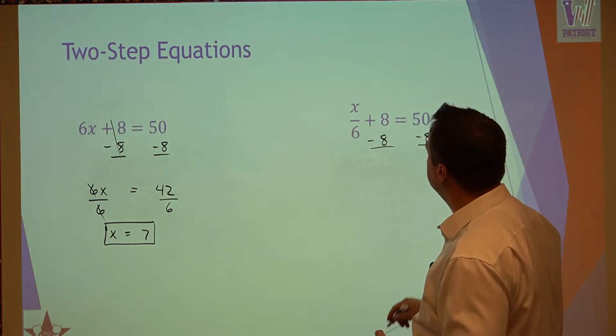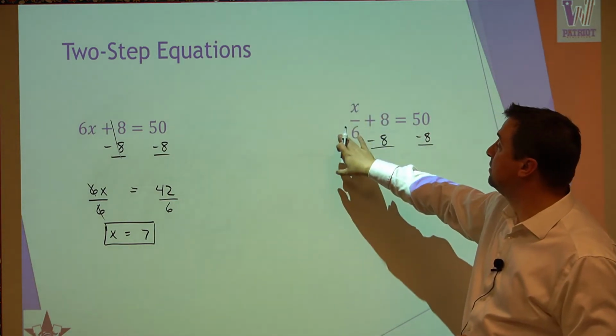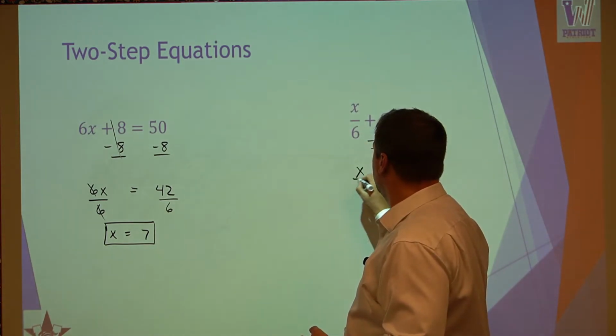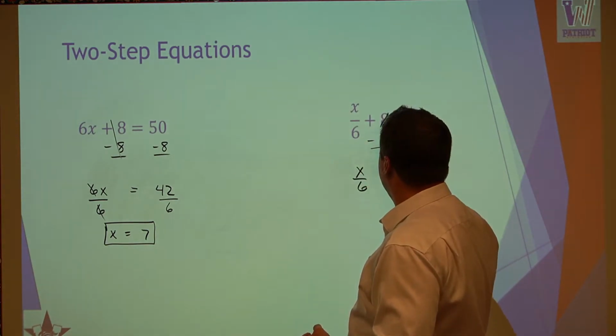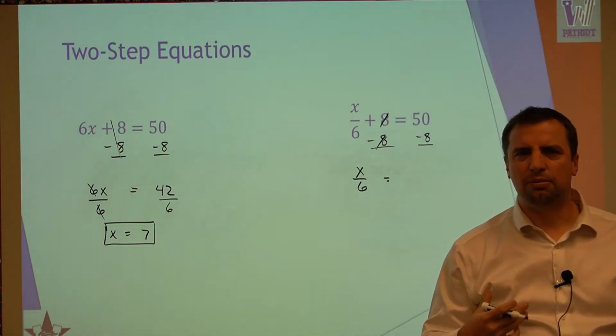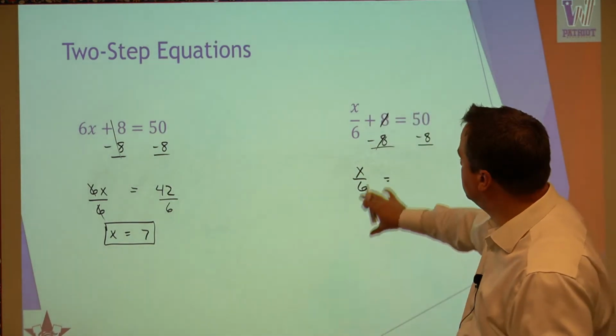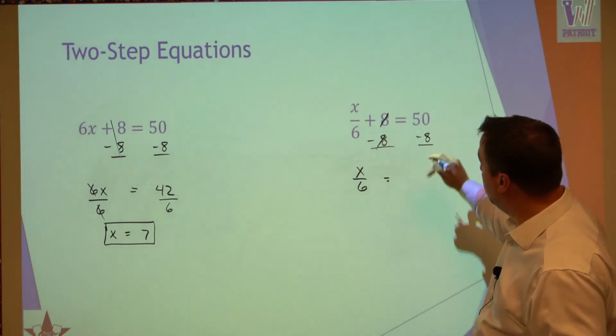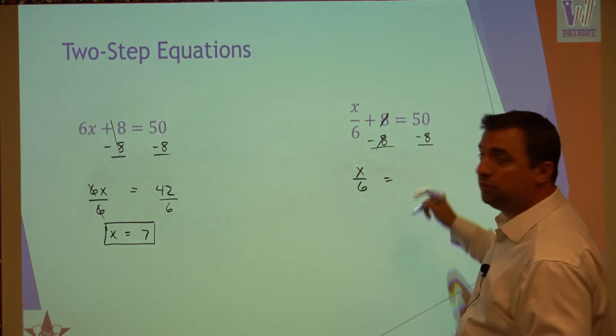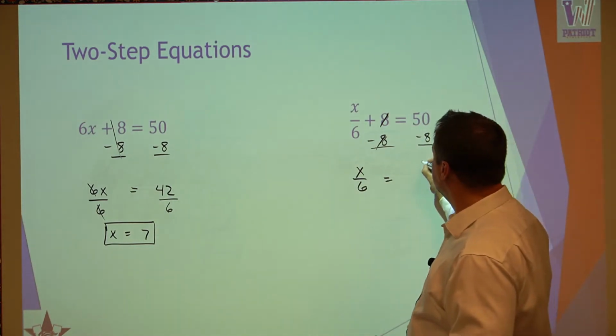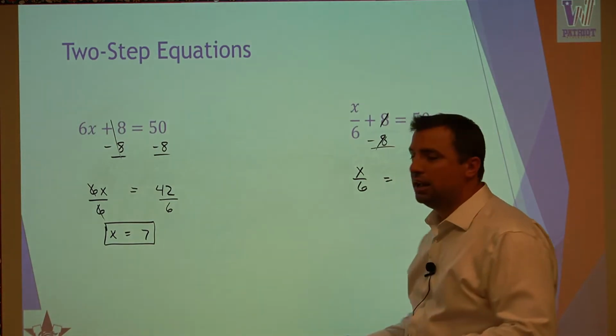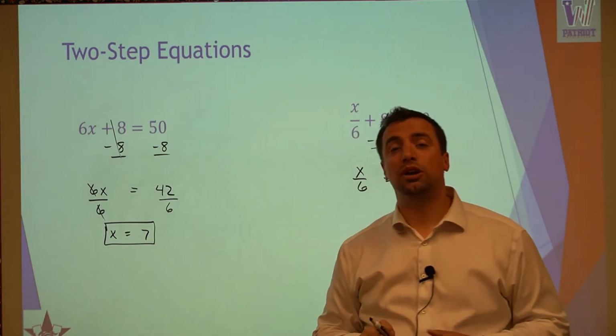I put my values there. I didn't do anything to this x divided by 6, so that's just going to come down. 8 plus 8, and I subtract 8 from that, it's gone. See you later. Now I bring that equal sign down, and I'm left with 50 minus 8. 50 minus 8 is 42. And now I'm back to my one-step equation.